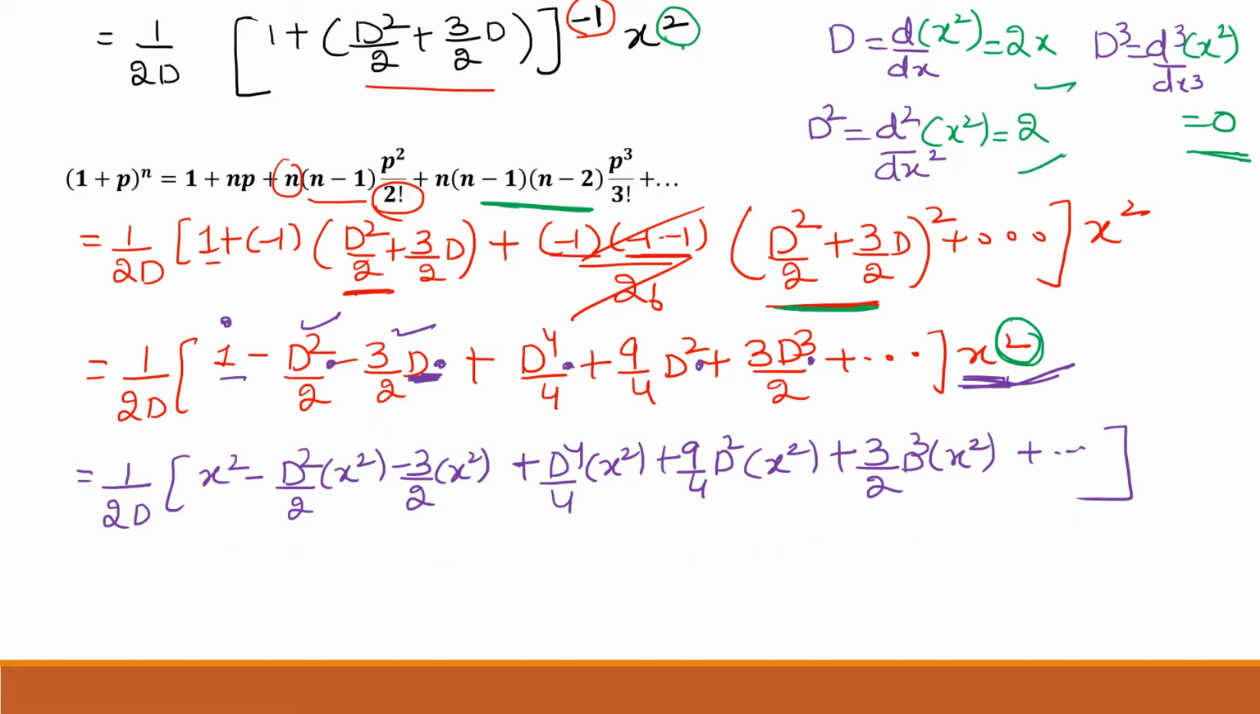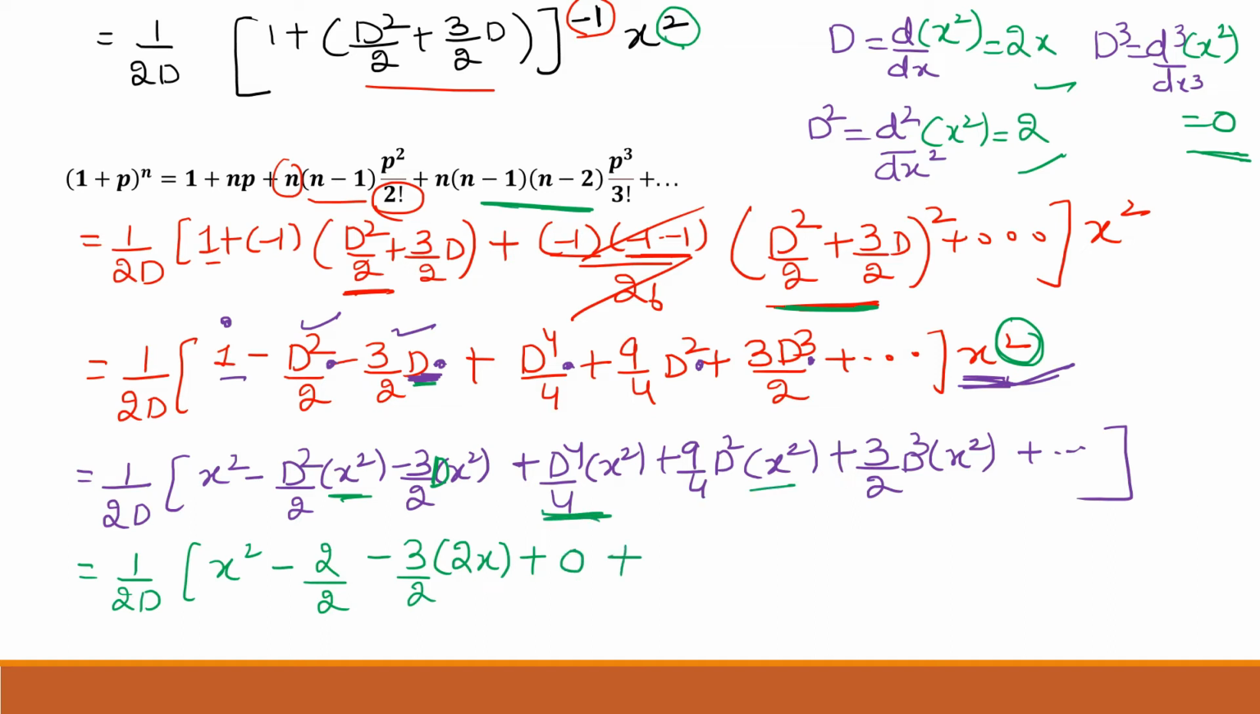So if I substitute these values here, what you'll get? This will be 1 by 2d x square as such. Now this will be the second order derivative, so 2 by 2. Okay, the second order derivative of x square with respect to x is 2, minus 3 by 2. Sorry, here we are having d. I forgot to write d. So d x square will be 2x, plus the fourth order derivative will be 0. Okay, and here again we'll get 2. And this is again because the third order derivative of x square is also 0, and further all the terms will be 0, so we don't need to write anything.